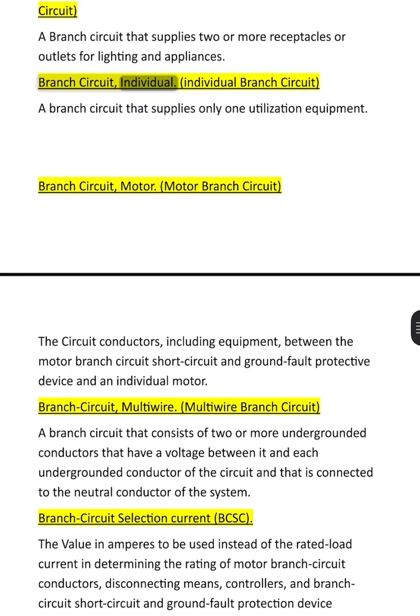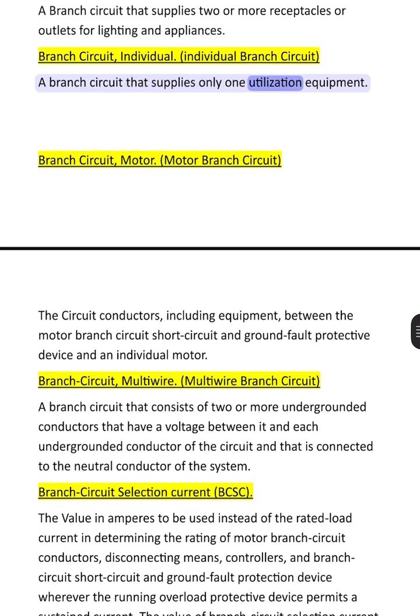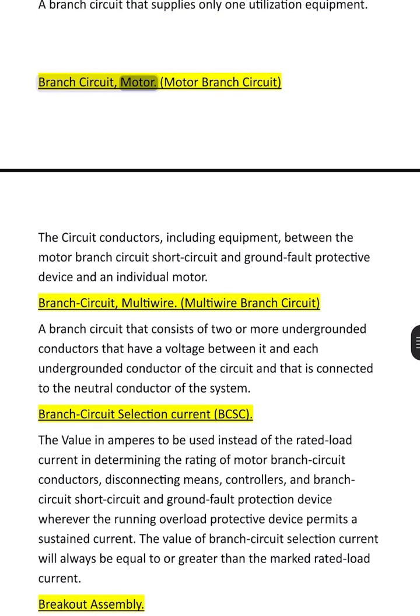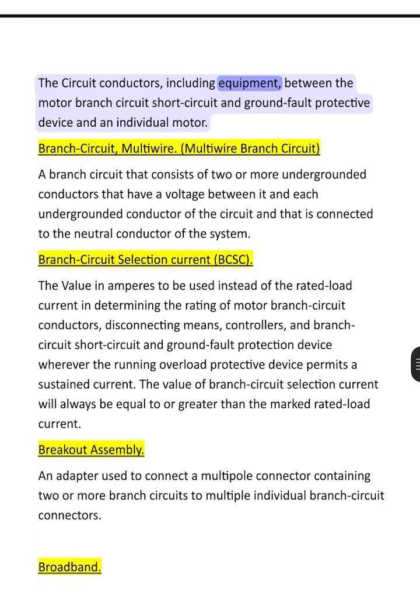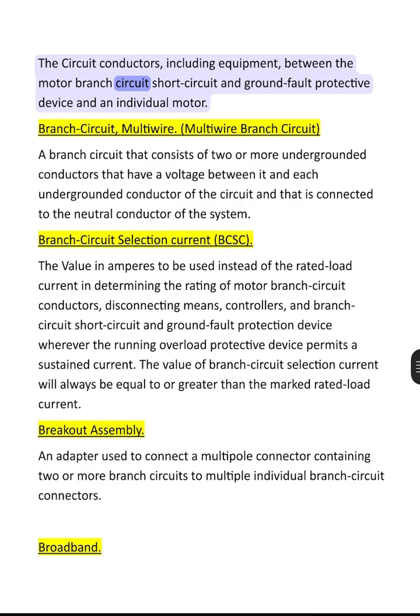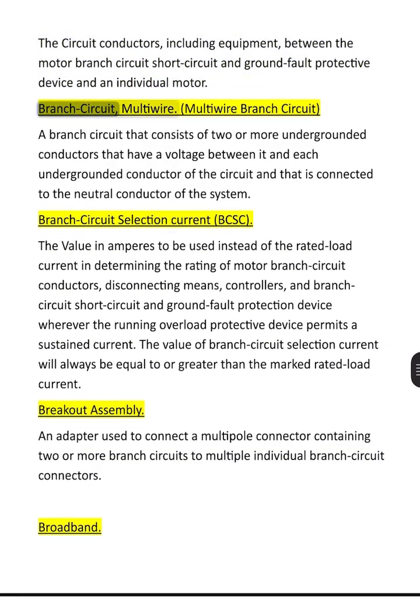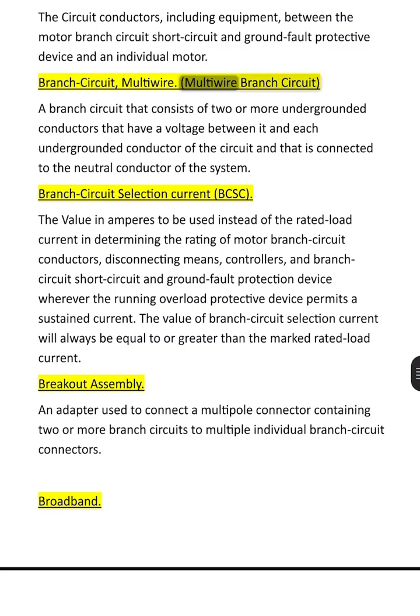Branch circuit, individual branch circuit. A branch circuit that supplies only one utilization equipment. Branch circuit, motor branch circuit. The circuit conductors, including equipment, between the motor branch circuit short circuit and ground fault protective device and an individual motor.